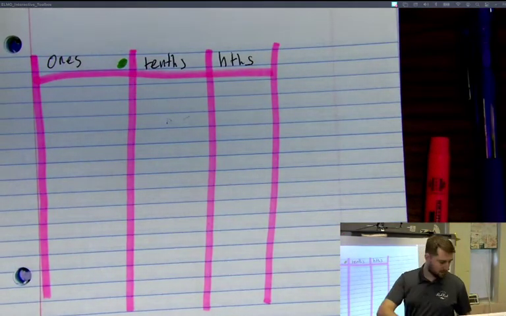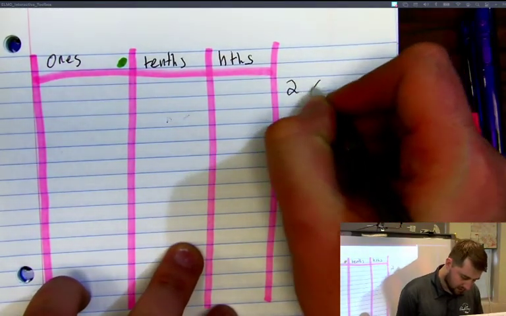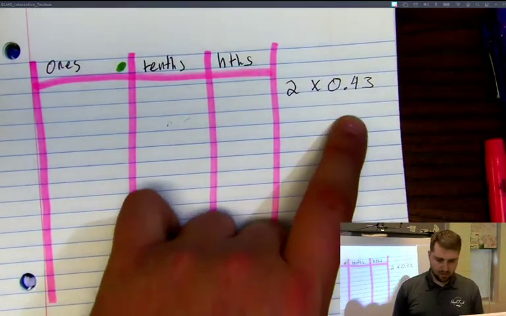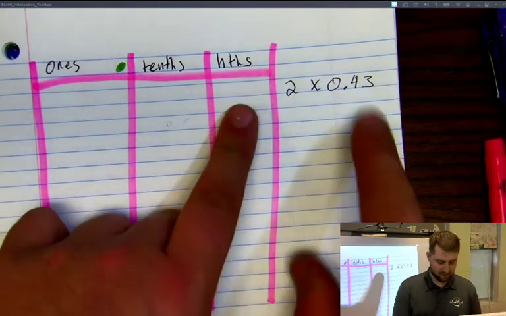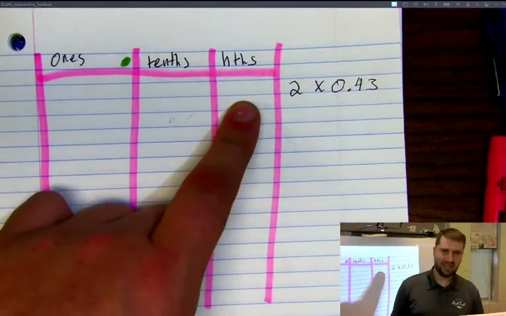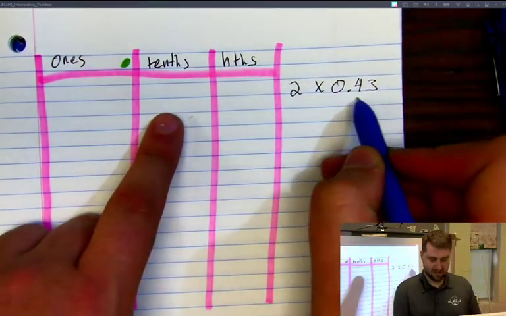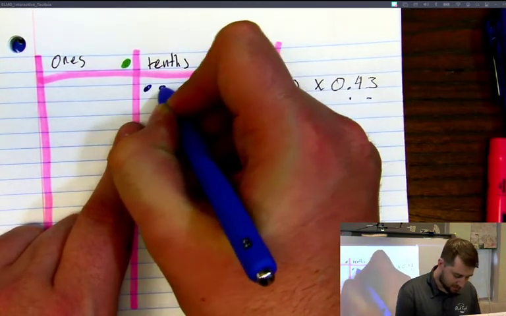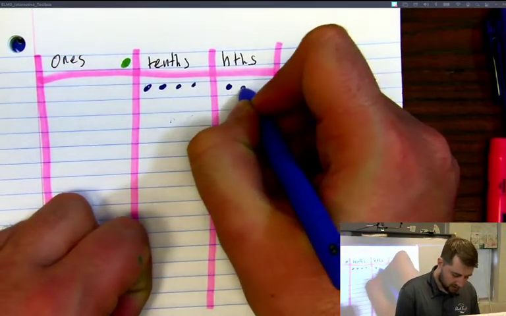Awesome. And this time our problem is going to be 2, so we're going to need 2 copies, I know that, times 43 hundredths. Now if we wanted to, we could put 43 dots in our hundredth column, right? Absolutely, because this number is 43 hundredths. But we don't want to have to draw 43 dots. That is a heck of a lot of dots. So instead, I'm going to take this 4/10 because 43 hundredths is 4/10 and 3 hundredths. So I'm going to put 4 dots in to represent my 4/10 in the tenths column, and then have 3 hundredths in the hundredths column.